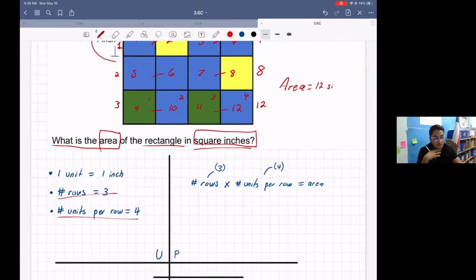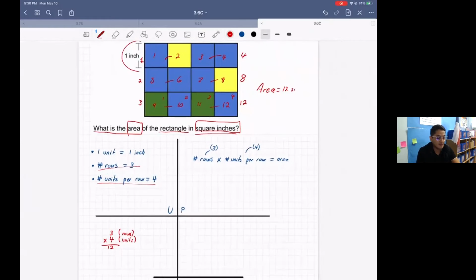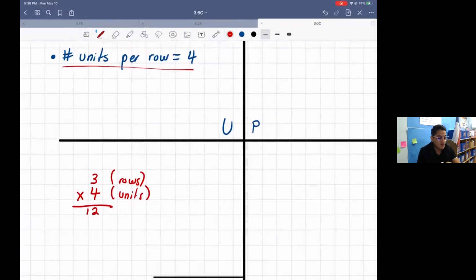And I would go to my planning. So I know that it's number of rows times the number of units, and that's going to give me my area. Then I went ahead and solved the problem. So 3 times 4 equals 12.